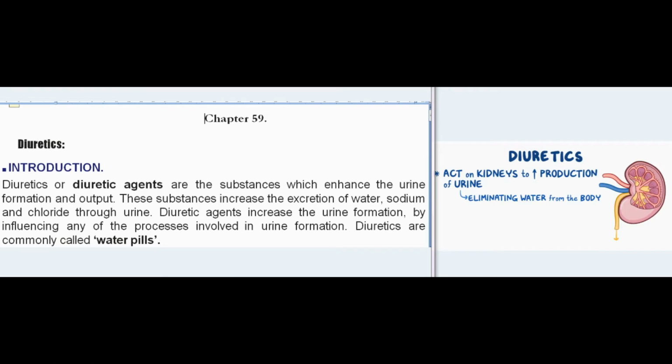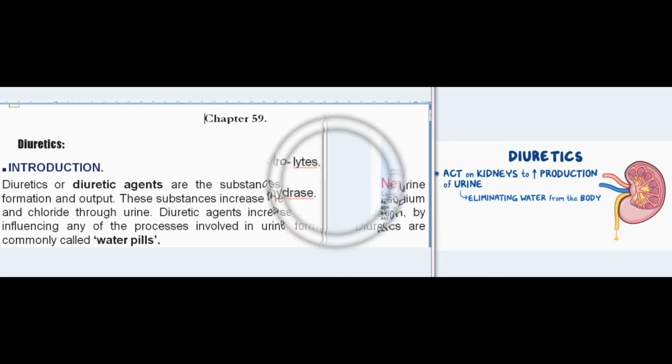Diuretics or diuretic agents are the substances which enhance the urine formation and output. These substances increase the excretion of water, sodium, and chloride through urine. Diuretic agents increase the urine formation by influencing any of the processes involved in urine formation. Diuretics are commonly called water pills.